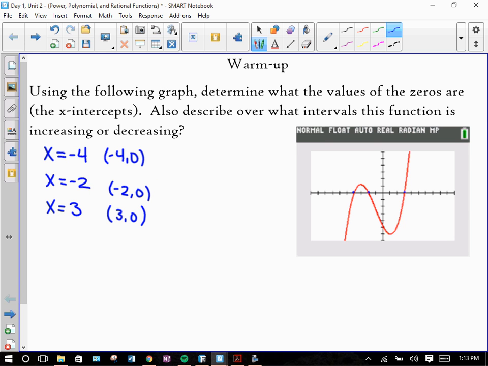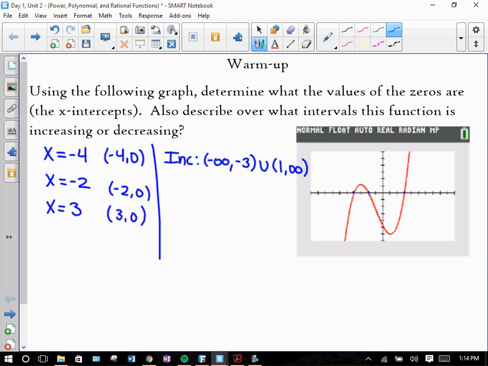Alright, so increasing. What intervals did we have it increasing over? Negative infinity to -3. What else? Union 1 to infinity. Something right around 1. Alright? Good. Again, when you talk about a function increasing and decreasing, you're describing that interval using the x value.